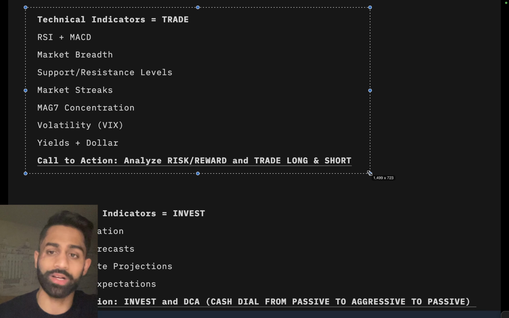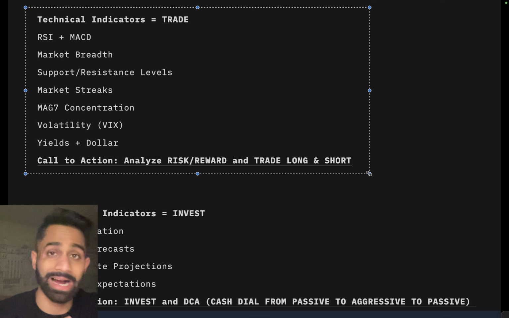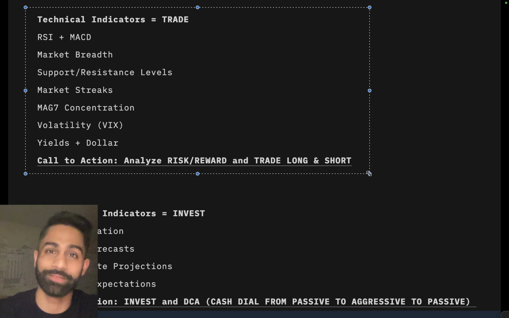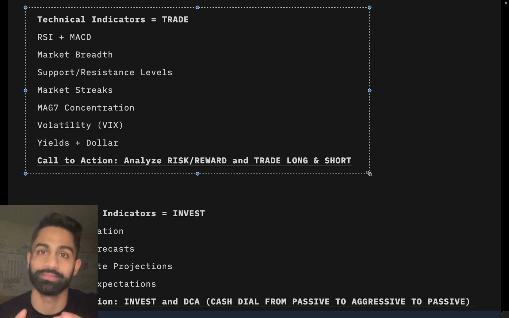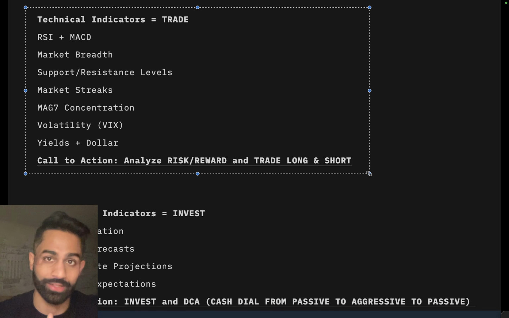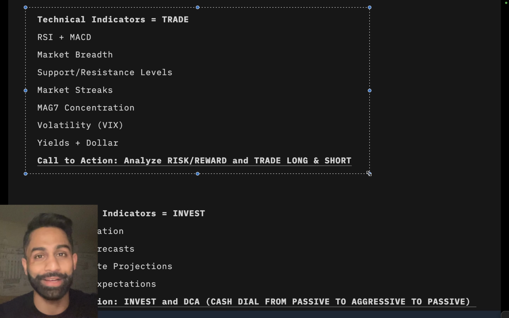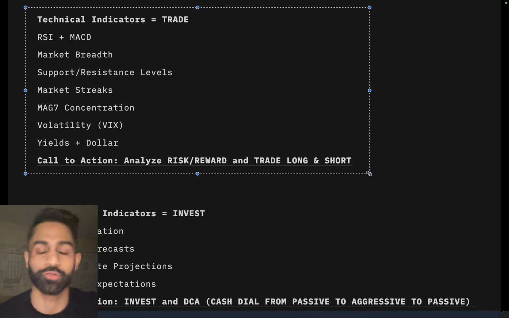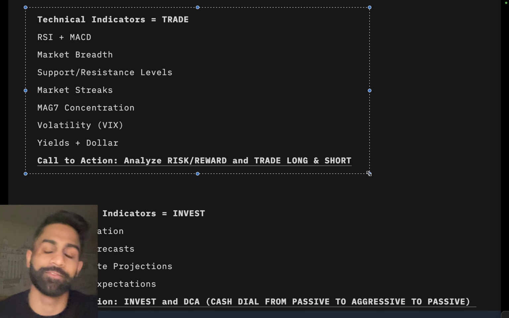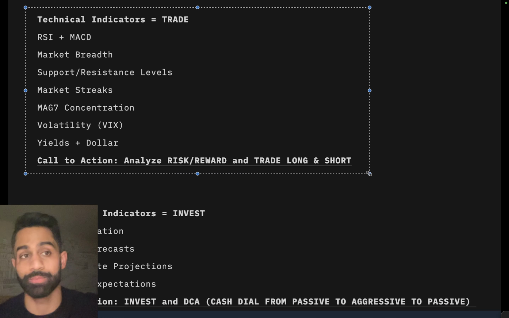So when it comes to our technical indicators and what I look for, simply for the purposes of trading short term, again, trading meaning we're actively trading, we're looking for opportunities, looking for deals, analyzing the risk and reward, and short term meaning less than 1 year. We're talking about the RSI, the MACD, the market breadth, right? Which means what percentage of stocks are trading above or below their moving averages. How are the Magnificent Seven stocks doing? How well are they performing?